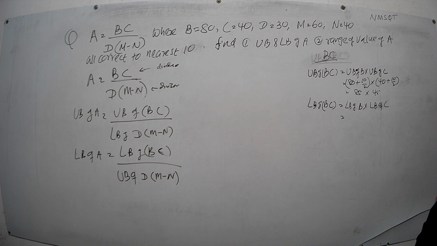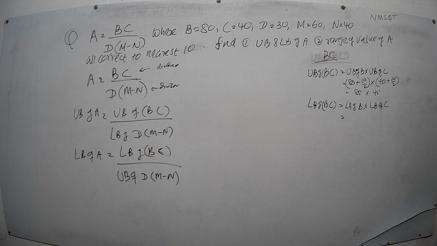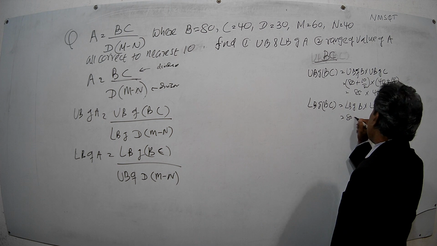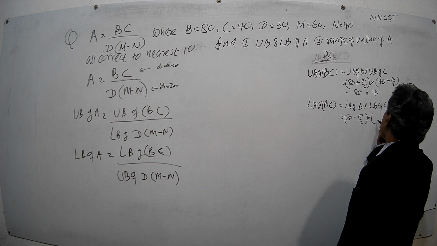What is the lower bound of B? How do you find the lower bound of a single corrected value? That is the corrected value minus degree of accuracy over 2. What is the corrected value of B? That is 80. Then minus degree of accuracy 10, 10 divided by 2. Right. Then next one.